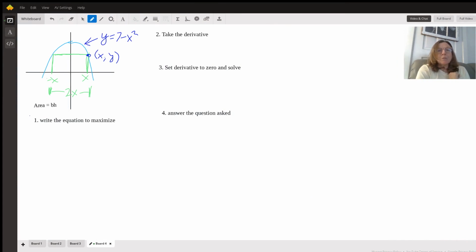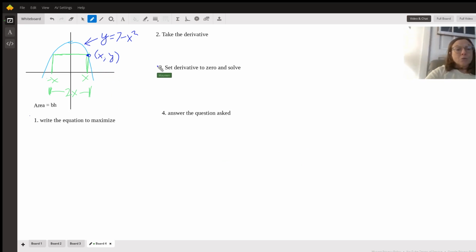So this one has a parabola with a rectangle inscribed inside of it. I drew a picture, which is always a good idea, so you have an idea of what you're working with. We want to maximize the area of the rectangle. The area of a rectangle is base times height. The two x's are the boundaries of the base, so the entire base is 2x. And the height of the rectangle will be the location where we hit this point on the parabola, the y value of the parabola.